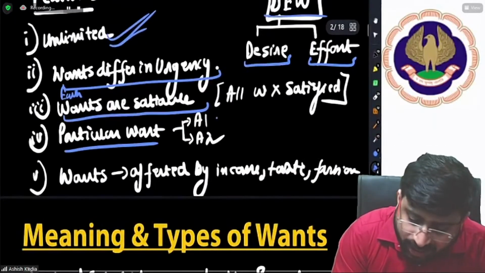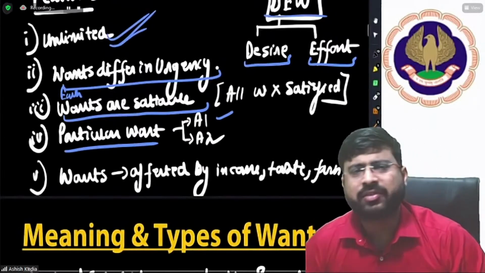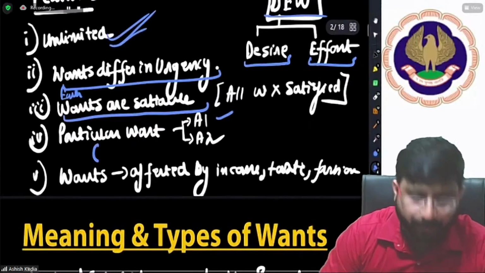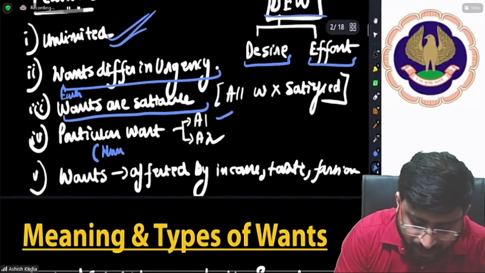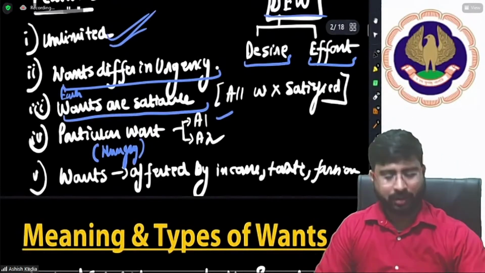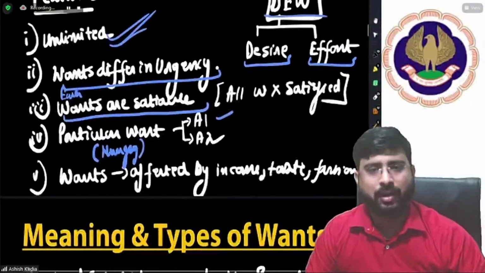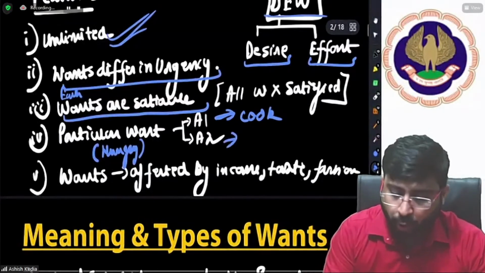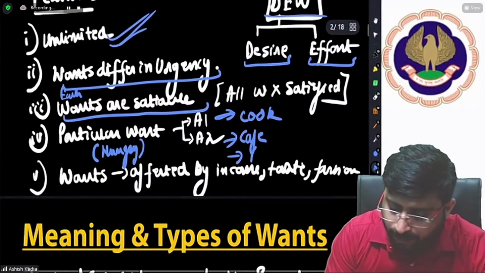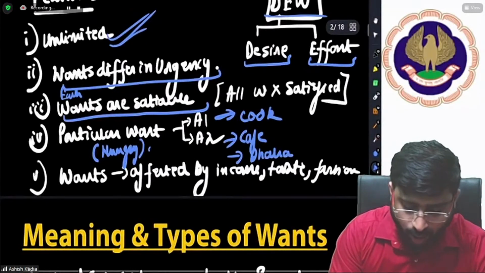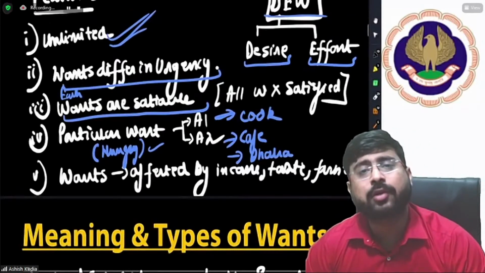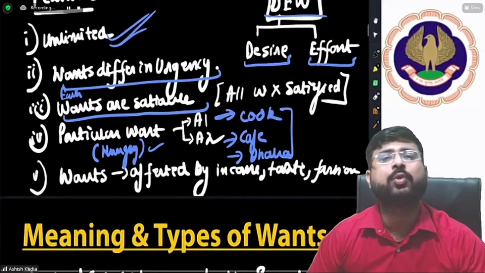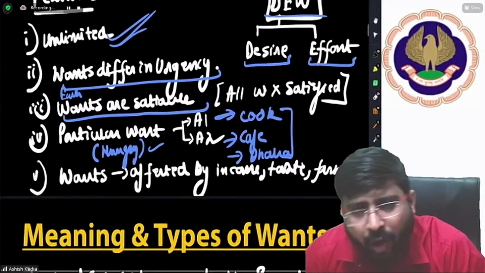Then next is an interesting point. A particular want can be satisfied in alternative ways. Sir, we did not understand this point. Let me give you an example. Suppose you are feeling hungry. So there can be multiple options. You can ask somebody to cook at home. You can go to a nearby cafe. You can go to a nearby dhaba and eat. So the same want to satisfy hunger can be met in multiple alternative ways. A particular want can be satisfied in alternative ways.